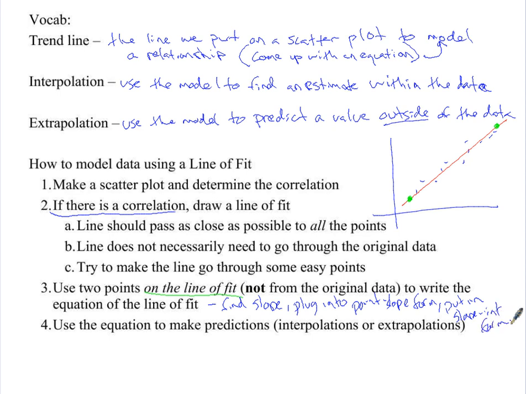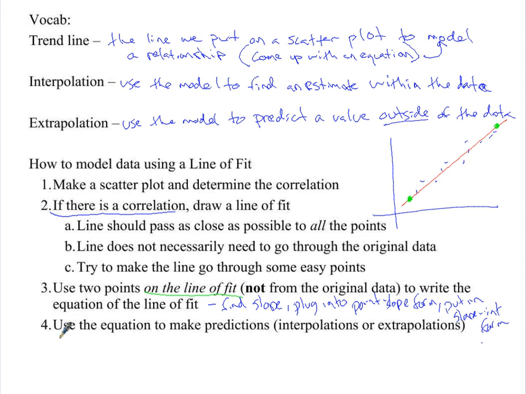So the process is fairly straightforward. Once you have your scatter plot and you draw on the trend line, you pick 2 points on the trend line. Once you have those 2 points, find the slope, take your slope that you found and one of your ordered pairs, plug it into point slope form. And then once you've done that, put it in slope intercept form. And then you have the equation for your line.